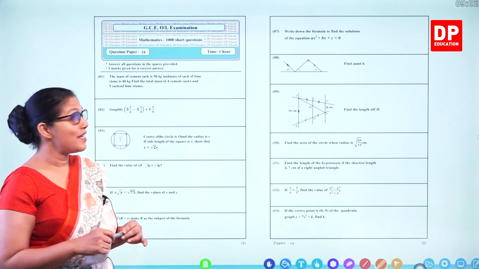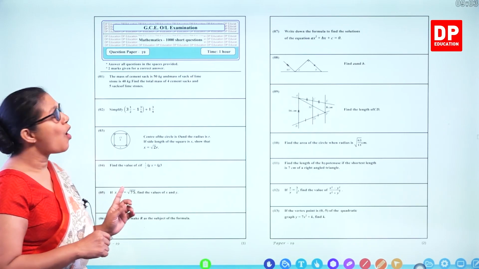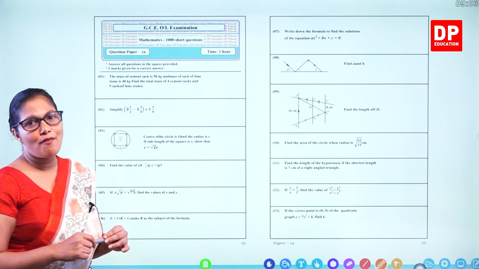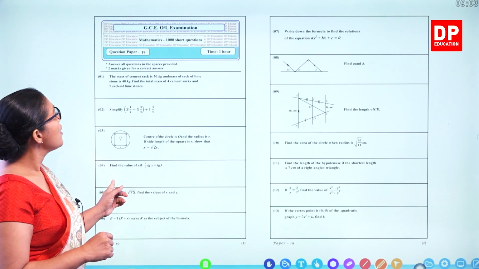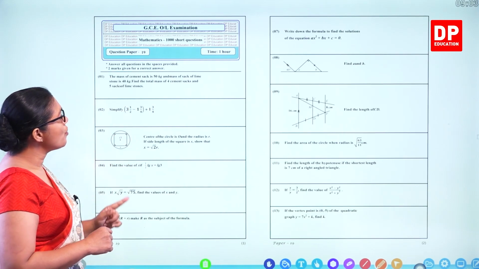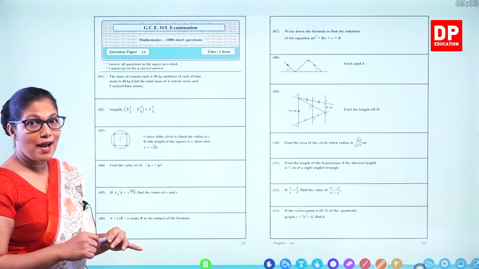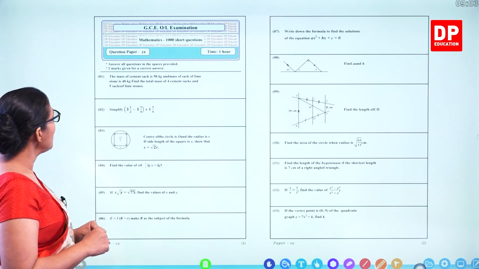Hello students, today I am going to do the GCE O-level examination, 1000 short questions, and you get 1 hour for this. So this is paper 19. Each question is worth 2 marks. Spaces are given, so you can try all 25 questions first and look at my video to check my answers. First you can do 1 to 6.